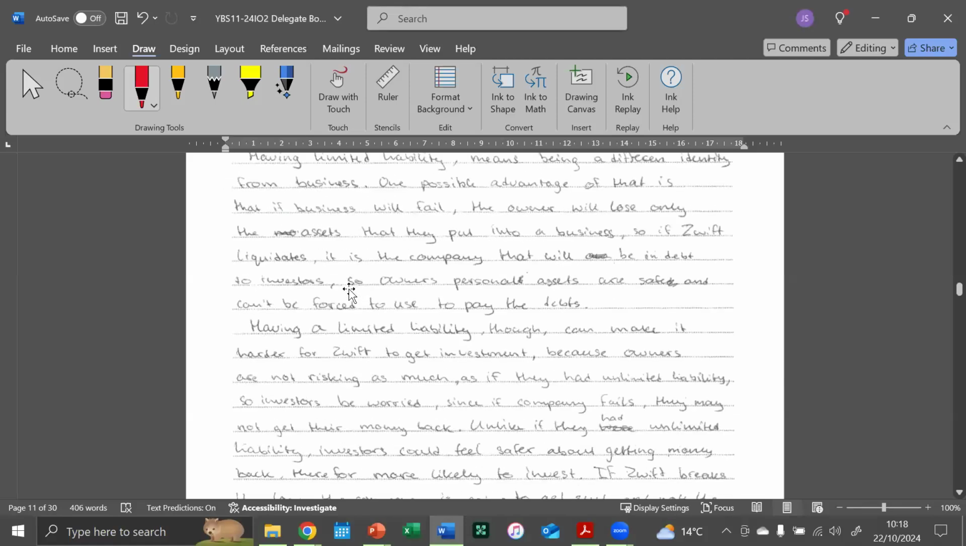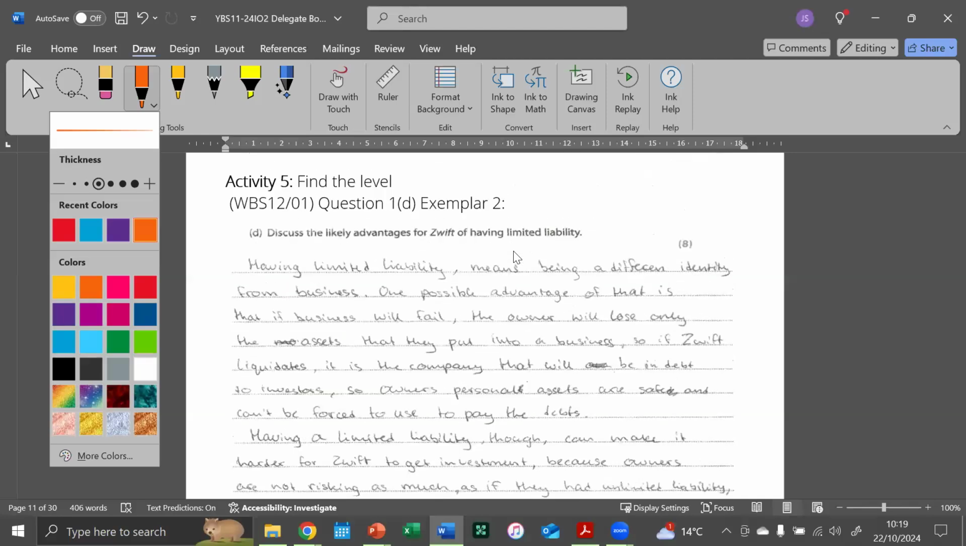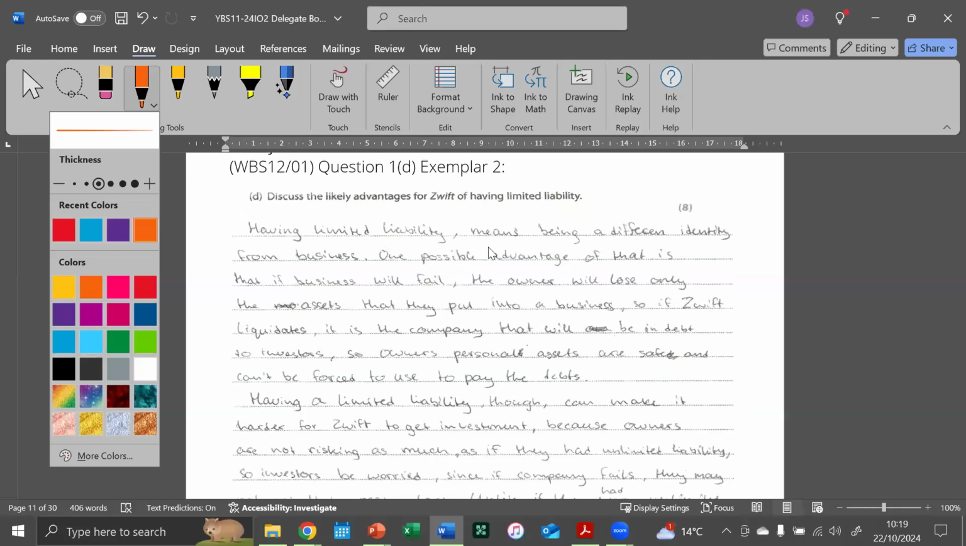Because when you move into the second exemplar, there's all sorts of things here. First thing I'm going to say to you is I couldn't find anything in there that had any application at all. I could see quite a few mentions of the word Zwift, but Zwift is in the question, so that doesn't count. So notice Zwift is italicized, and that's in the question. So just saying the word Zwift, I can't find any application.